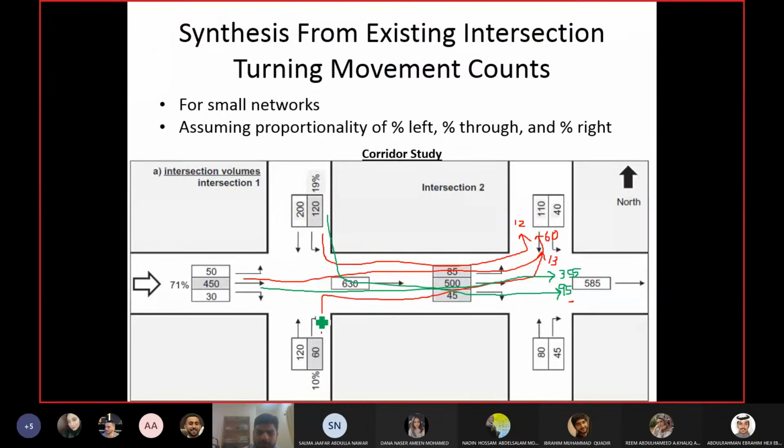And the remaining are coming from this zone then. How much is that? 50. Okay, so now you have the idea. Now this is how you can calculate the trips coming from one zone to the other.